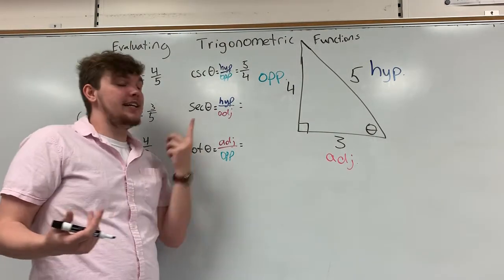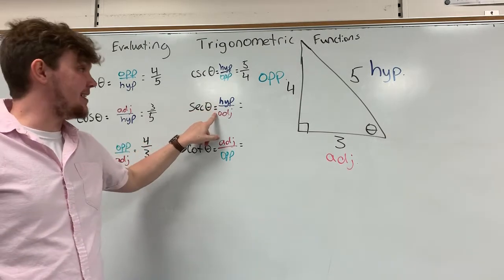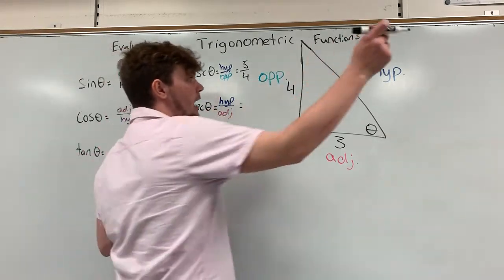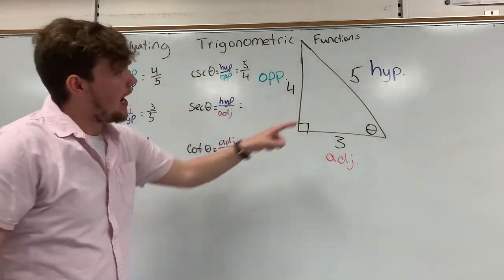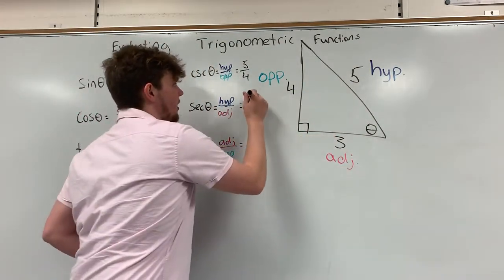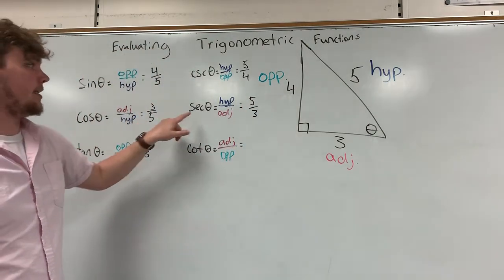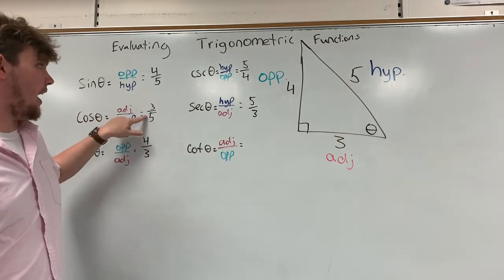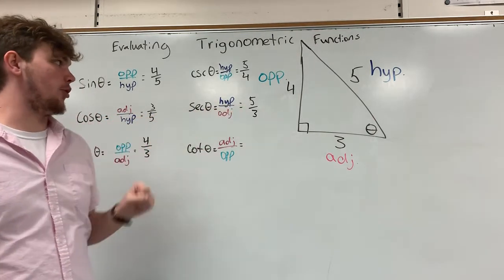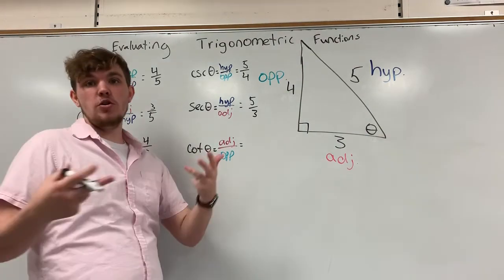Secant of theta is the hypotenuse divided by the adjacent. So, 5 divided by 3. And again, cosine and secant are reciprocals of each other. 3 over 5 became 5 over 3. Very, very nice. Lastly, the cotangent of theta.